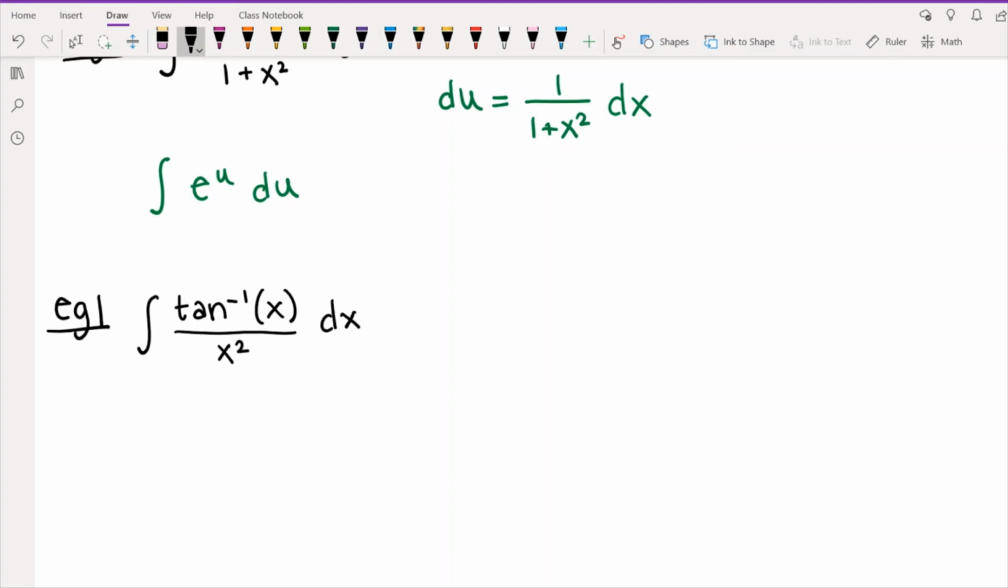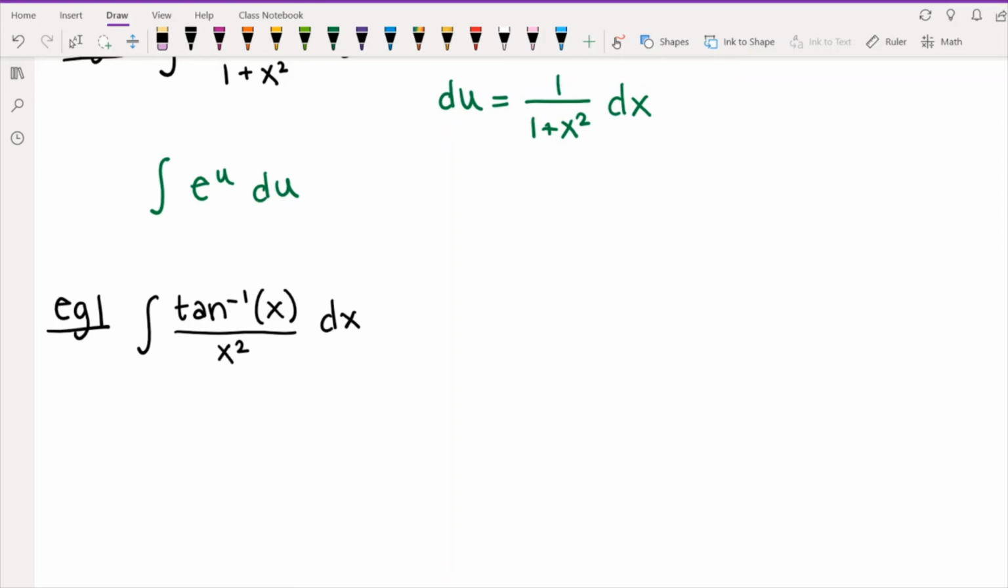So this one, you might think of using a substitution, but it doesn't quite work. If the denominator was 1 plus x squared, then this would work. You could set u equal to inverse tangent of x again. But being that the denominator is just x squared, it's not going to work. No substitution is going to work here, and there just really isn't any simplification you can do, right?